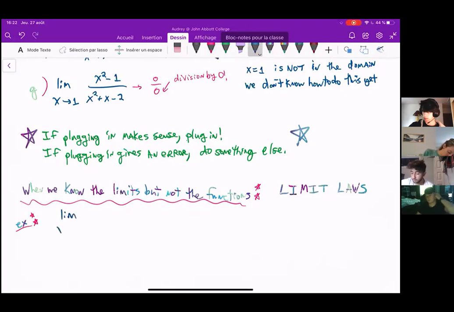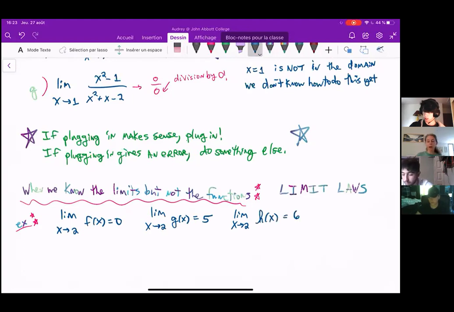let's say that I have 3 different limits. So here I have 3 functions. I have f, g, and h, and I know the values of their limits at 2 without actually knowing what the functions are.